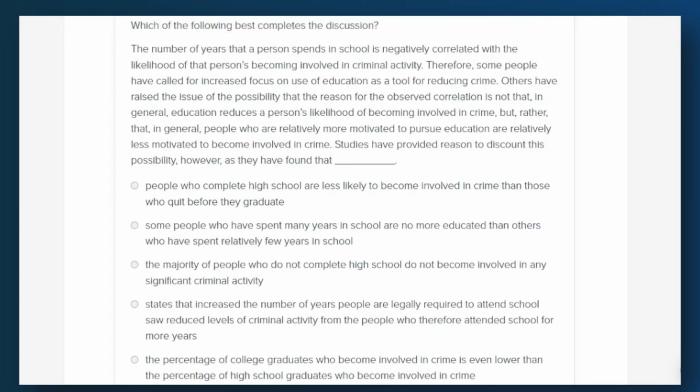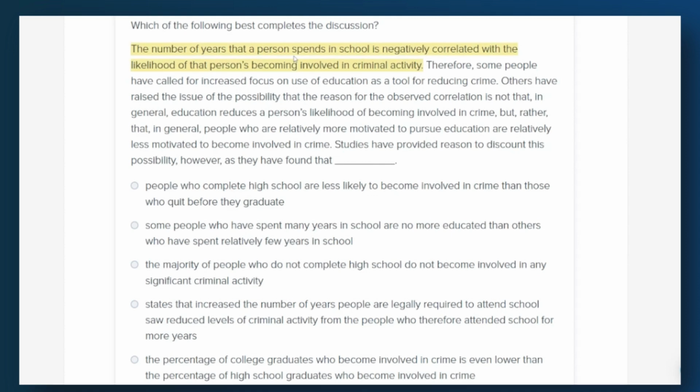Which of the following best completes the discussion? The number of years that a person spends in school is negatively correlated with the likelihood of that person's becoming involved in criminal activity. Therefore, some people have called for increased focus on use of education as a tool for reducing crime. Others have raised the issue of the possibility that the reason for the observed correlation is not that in general education reduces a person's likelihood of becoming involved in crime, but rather that in general people who are relatively more motivated to pursue education are relatively less motivated to become involved in crime. Studies have provided reason to discount this possibility, however, as they have found that blank.